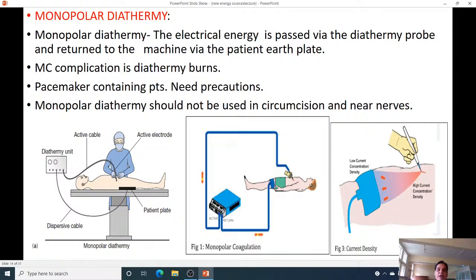This has got a main problem. It cannot work with pacemaker-containing patients, and the most common complication is diathermy burns. Hence, and very important, we will consider in detail afterwards, monopolar diathermy should not be used in circumcision and near nerves. If you see in the last picture, this red colored tip is where high current concentration is achieved. High current concentration density is achieved at a single point where your pencil is acting, and that whole current is taken by this blue colored pad to the machine itself. So this is the grounding pad. The current density is highest at only one point, that is the entry point. This is the difference, very important difference, please remember.